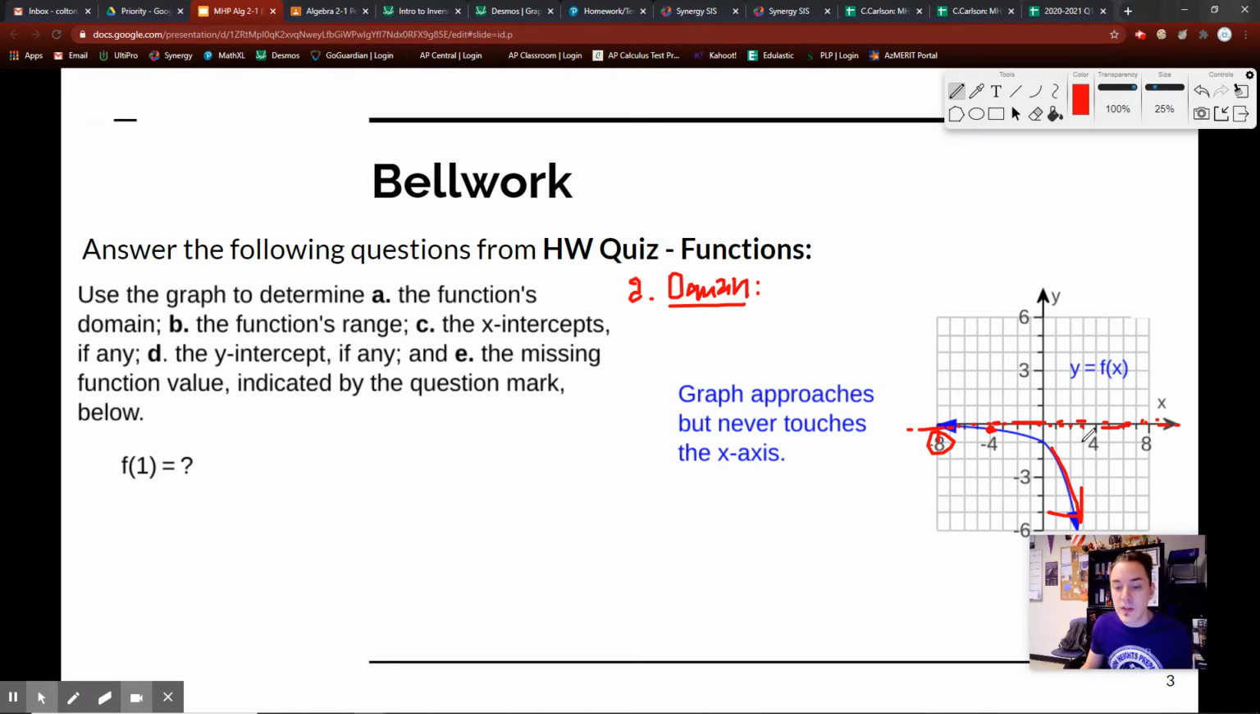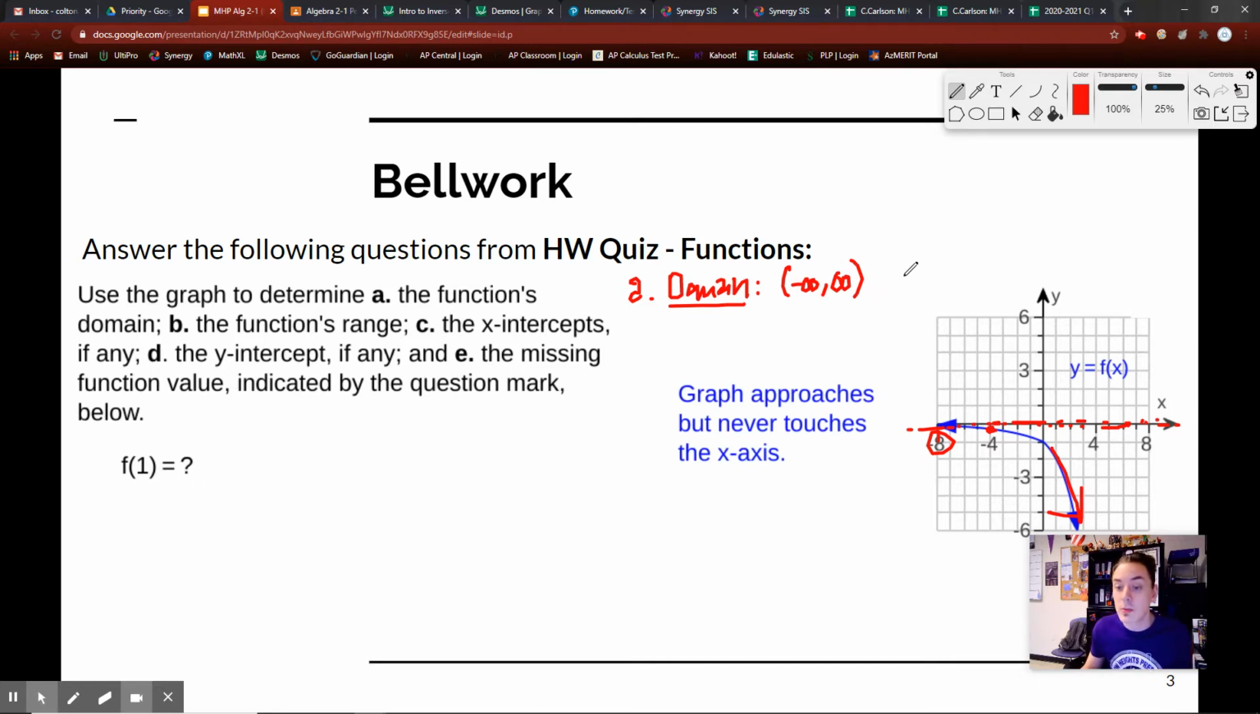Since it expands for infinity, what is my domain? Well, there's an arrow on this side, there's an arrow on that side, so my domain is actually -infinity to +infinity. Why do I use parentheses? Because you cannot equal infinity.